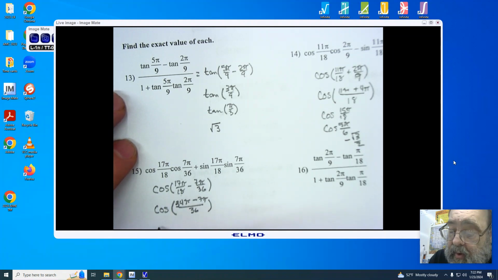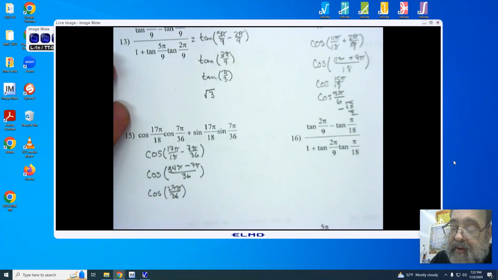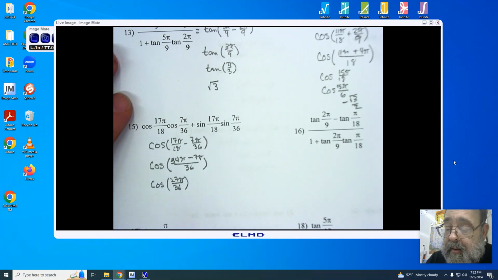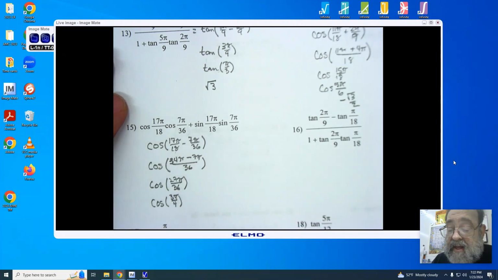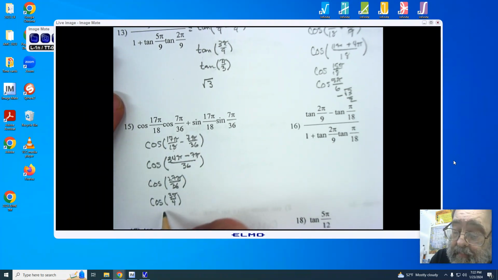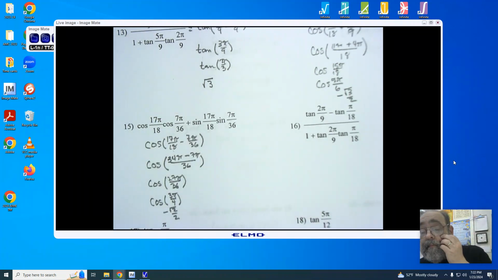This is going to give me 27 pi. So the cosine, 27 pi in the numerator, divided by 36, can now be reduced by factoring out the 9. This will leave me with the cosine of 3 pi over 4. This is in the second quadrant. It is a negative ratio, and I end up with negative root 2 over 2, an exact value.